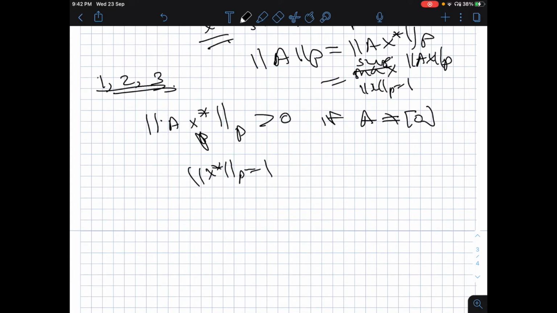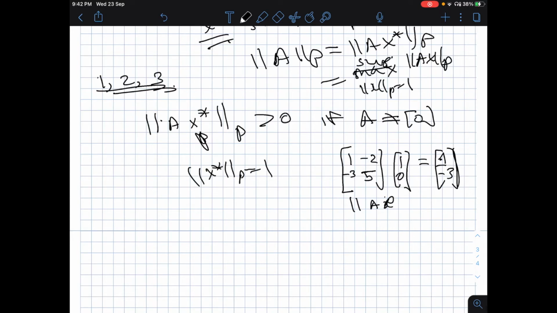Is it not? Because see, if A is a non-zero matrix, then you can always find some unit length vector. For example, let's say the matrix is 1, minus 2, 3, minus 3, and let's say 5 in a two-dimensional case. Then I can take, for example, (1, 0) as a vector and sample the first column out and then look at its length. And what is this length? This is under root of 4, which is 2, which is greater than 0.